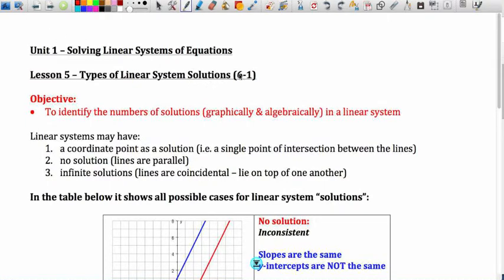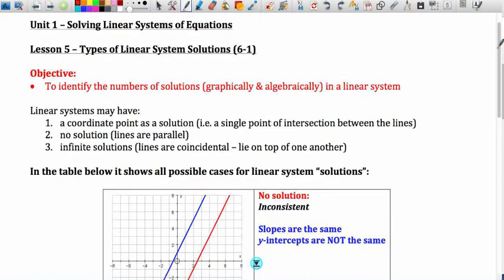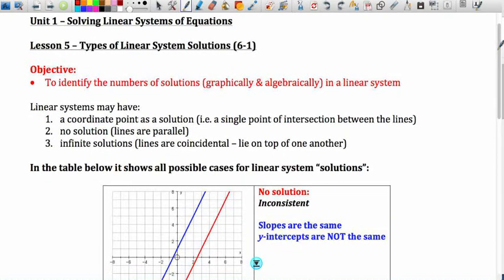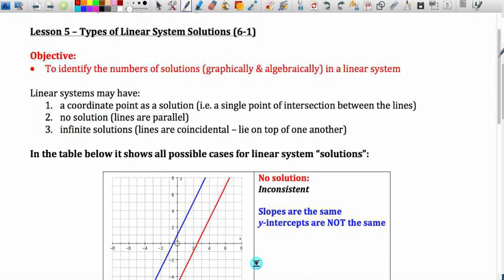Okay, so welcome to the lesson on different types of linear system solutions. So far, what we've done is solve linear systems of equations using the elimination method and then using the TI-Nspire calculator. What we're going to do today is not solve linear systems specifically, but look at the different kinds of solutions that we can get.